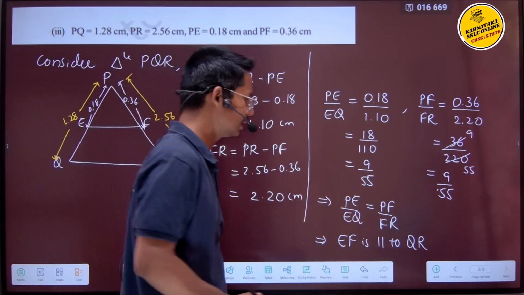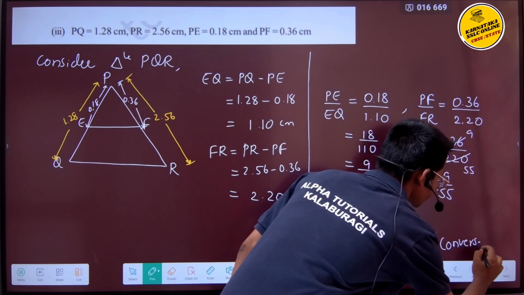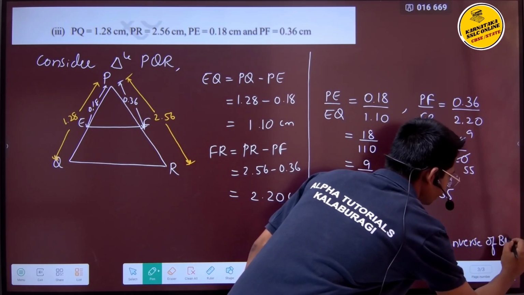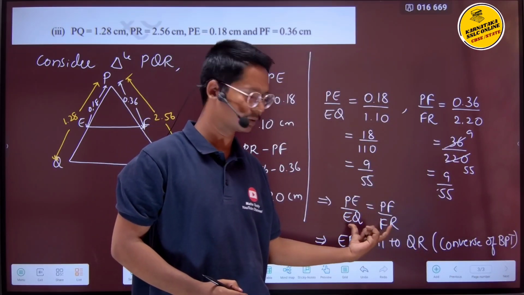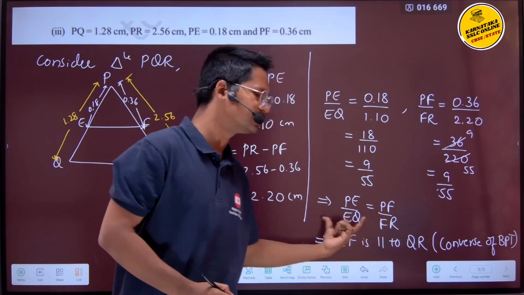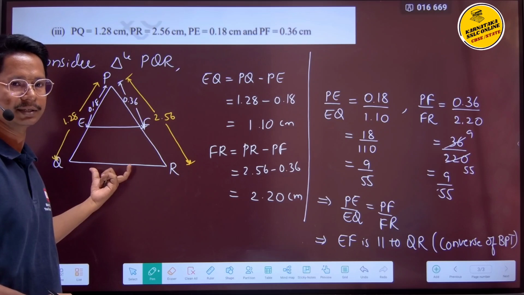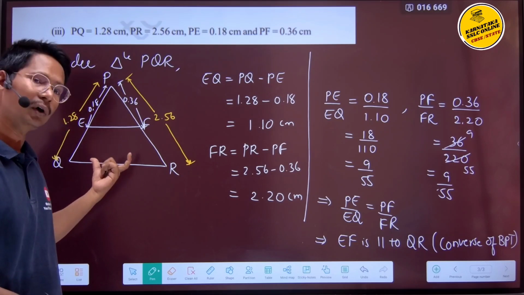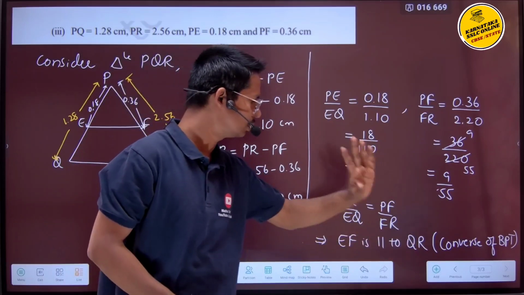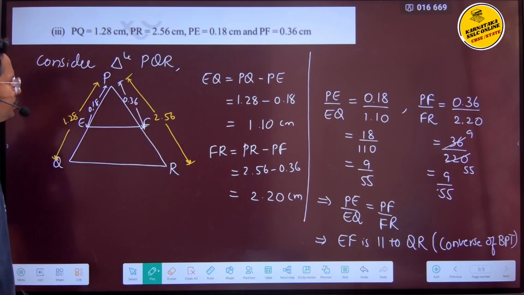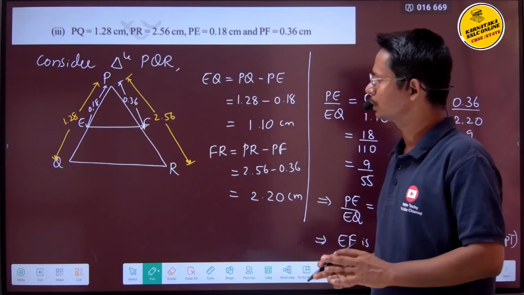The reason here is, you can write, converse of BPT, because we have proved the ratios are the same. When ratios are the same, I can say that the intersecting line will be parallel to the third side. This is as per the converse of BPT, which we proved. So I can say EF is parallel to QR. Fine, this is one way. The other way also you can find.